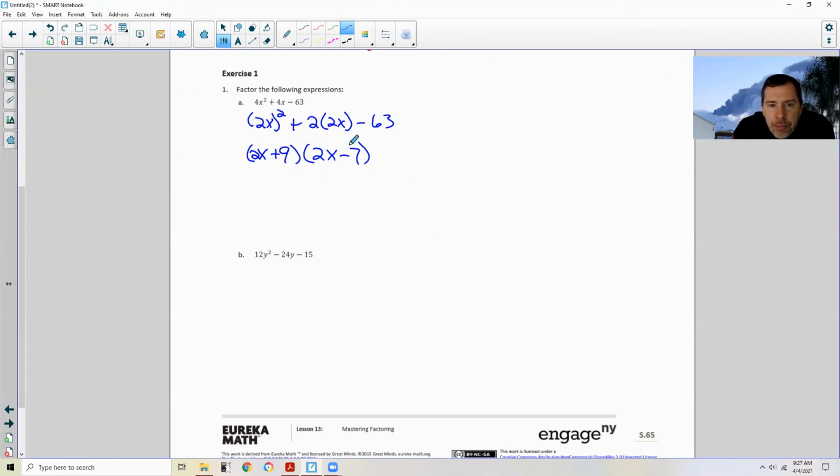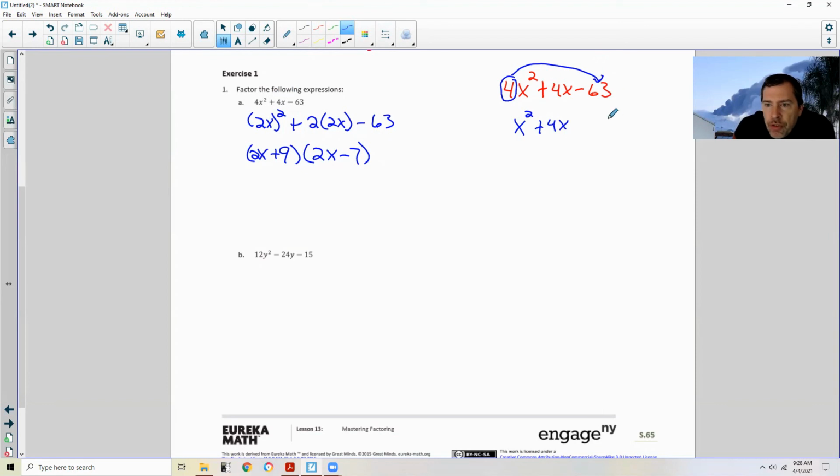Okay, this one takes a little bit of work. I'm going to show it to you the way I normally do it, and that would be 4x squared plus 4x minus 63. And I take the 4, which is A, and multiply it by C. And that will give me x squared plus 4x. And 63 times 4 is 100.